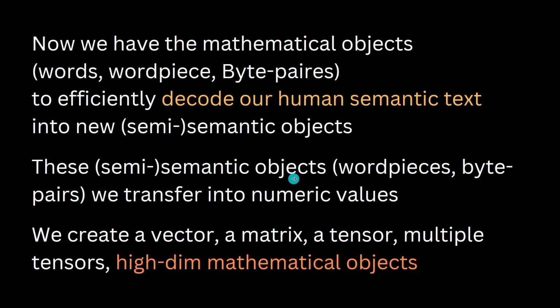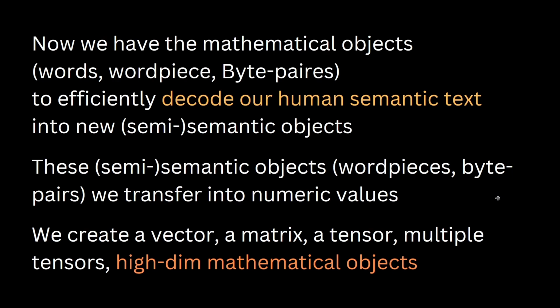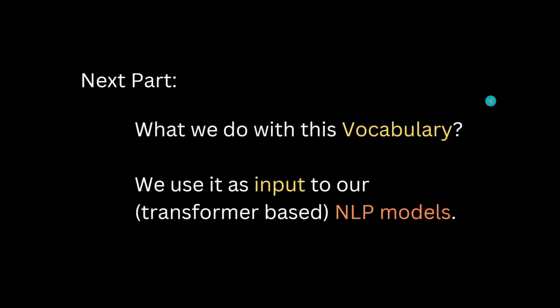Now, these semi-semantic objects, we transfer now into numeric values. So it is not words that we use, but some deeper structured mathematical objects. And from those numeric values that we create, we can then build up a vector, a matrix, a tensor, multiple tensors, high-dimensional mathematical objects, like I already showed you, a high-dimensional vector space. Beautiful.